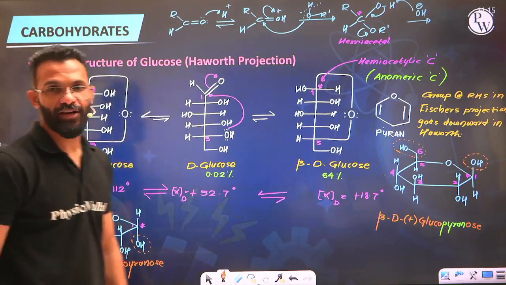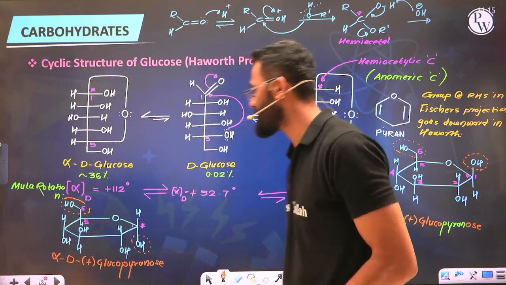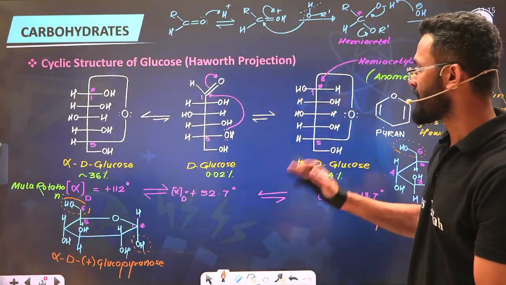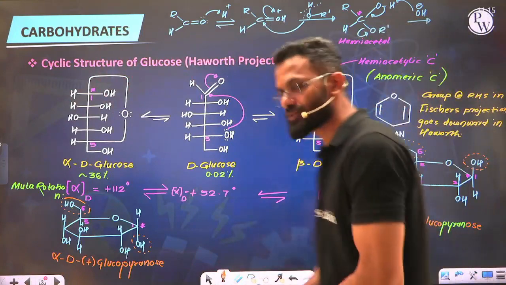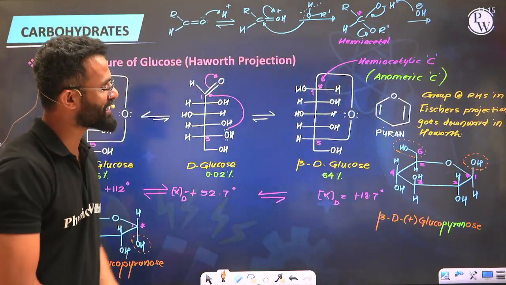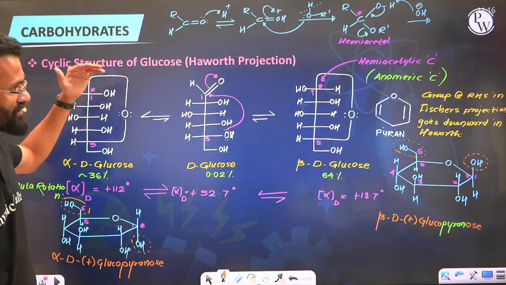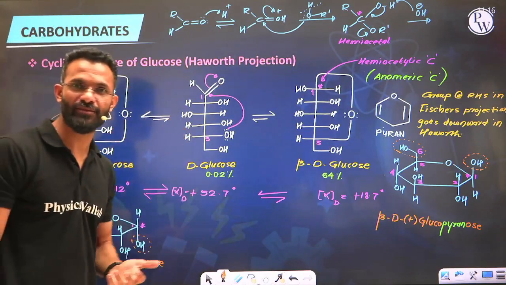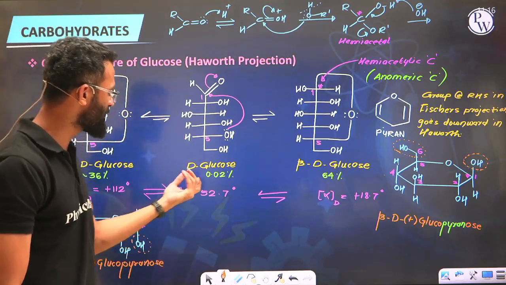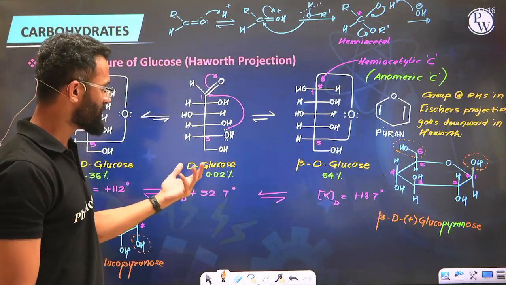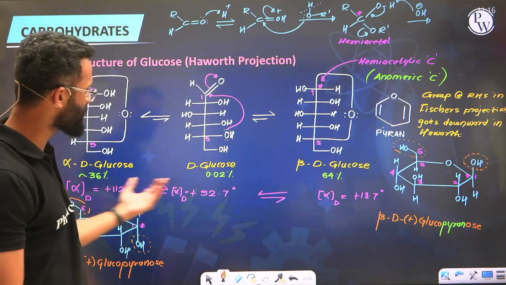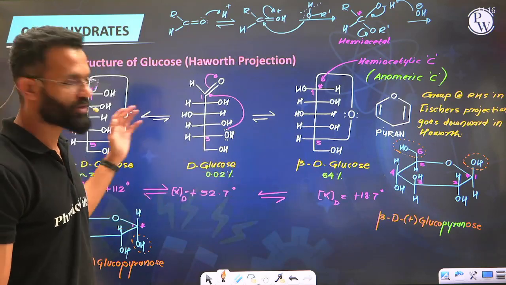So guys, that's how we draw the cyclic structure of the alpha anomer and beta anomer. A lot of information in one slide itself. We studied why we have to learn the cyclic structure: because the open chain structure does not explain all the properties, as it merely exists at 0.02%. The rest is alpha-D-glucose and beta-D-glucose. You know what alpha and beta are.